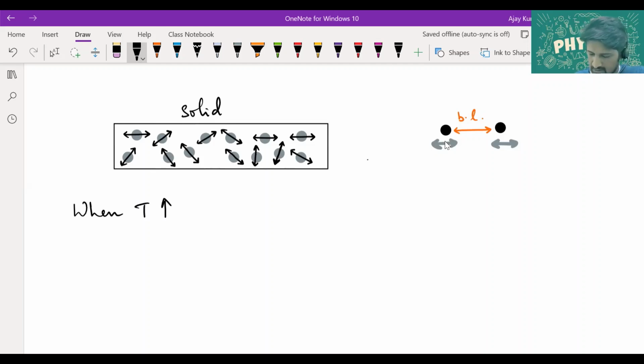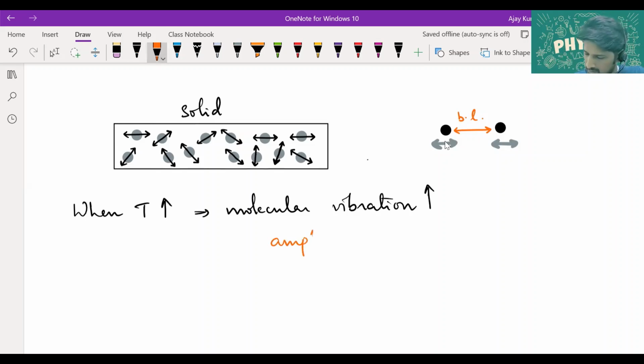When temperature rises, molecular vibration in the solid increases. Molecular vibration increases means the distance up to which they oscillate increases. The distance up to which they oscillate is called amplitude. You will learn this term in more detail in the next chapter, oscillations. But basically, the distance up to which a molecule moves away from its mean position is what you call amplitude. So the amplitude of molecular vibration increases.